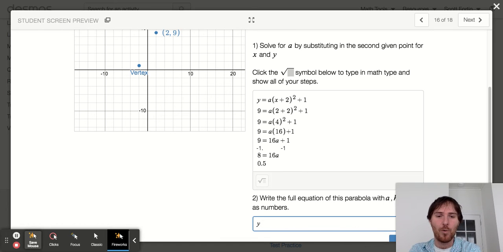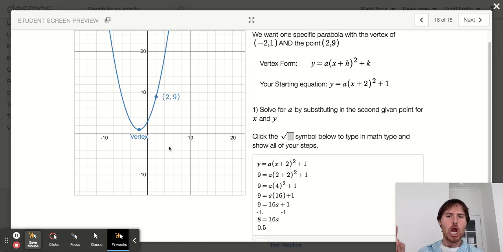Okay? We're going to get y equals 0.5 times, well, we put a in already, right? It's our stretch factor. And then we got (x plus 2) squared. Can you get the equation? Did you do it just like I did? Did you get the equation like I did? Yes! Look at that. Got my vertex. Perfect. There we go.